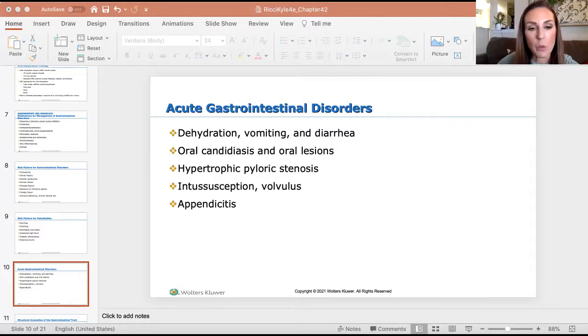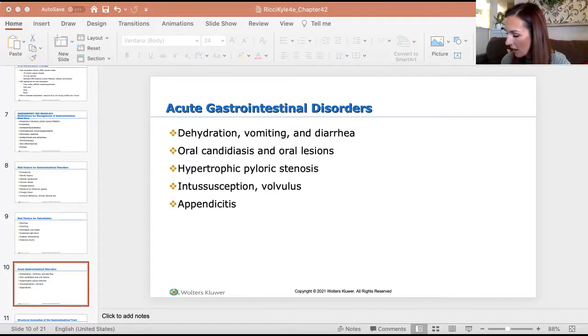So the way we diagnose that is with ultrasound. When we do an ultrasound, we check that right upper quadrant, and it looks like a sausage-shaped mass right there at that pyloric sphincter area. A surgical intervention will need to be done, and basically it's a pyloromyotomy, where they just enlarge that opening in size.